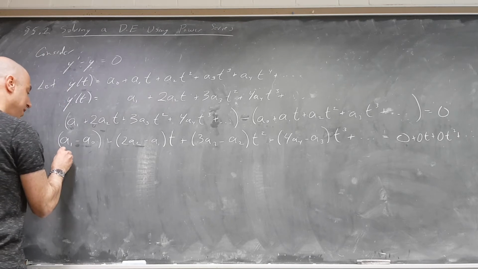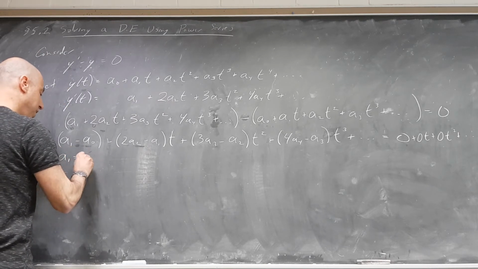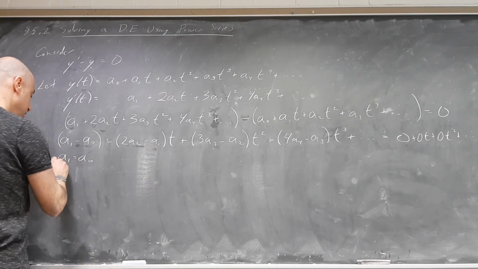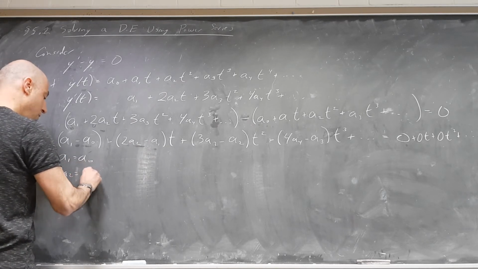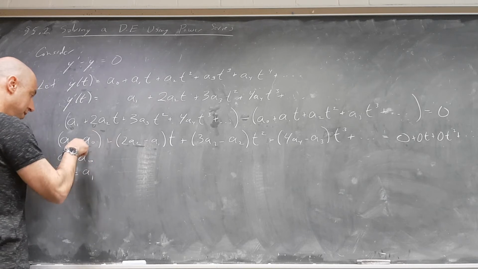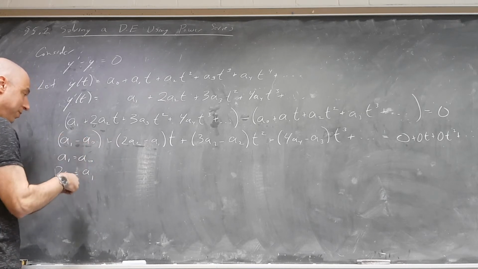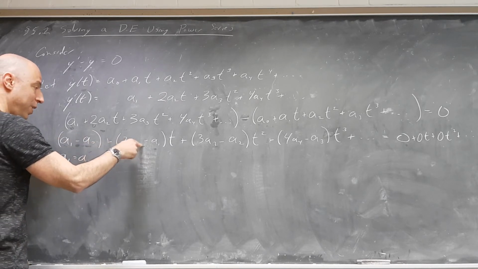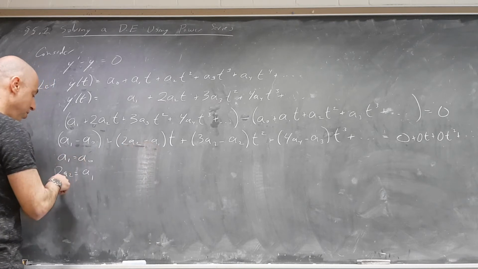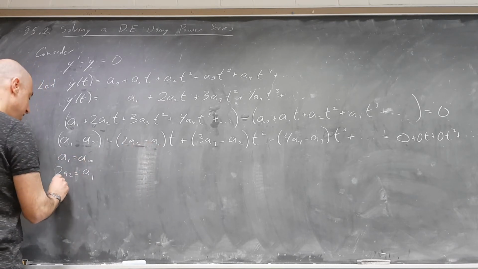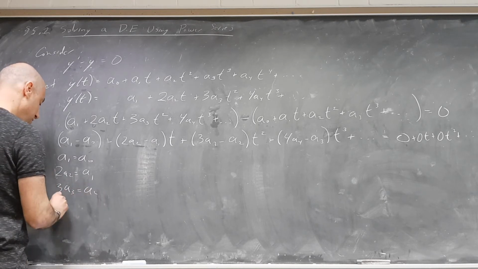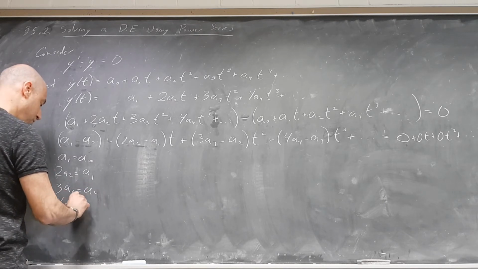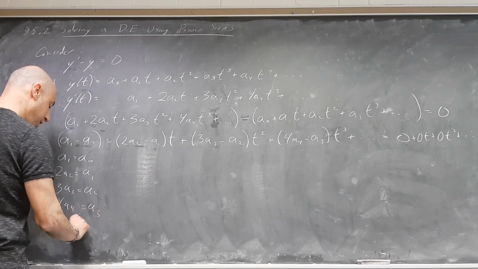We have that a1 equals a0 and 2a2 equals a1. Because if that's 0, then a1 equals a0. We can move it on to the other side of the equation. If 2a2 minus a1 is equal to 0, then 2a2 equals a1. And 3a3 equals a2. And 4a4 equals a3, and so on.